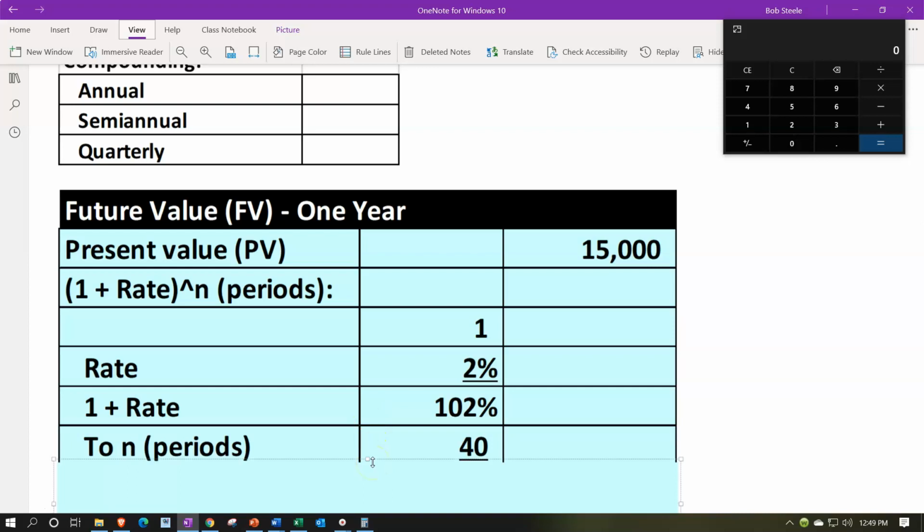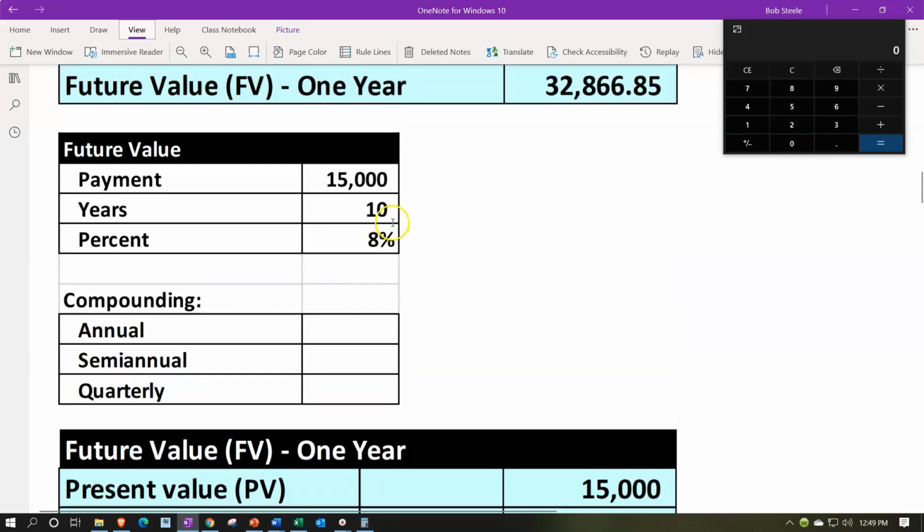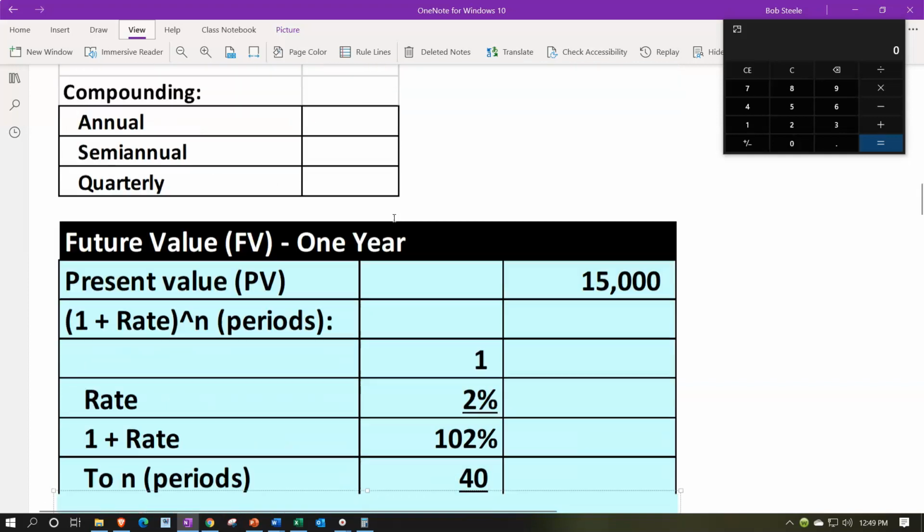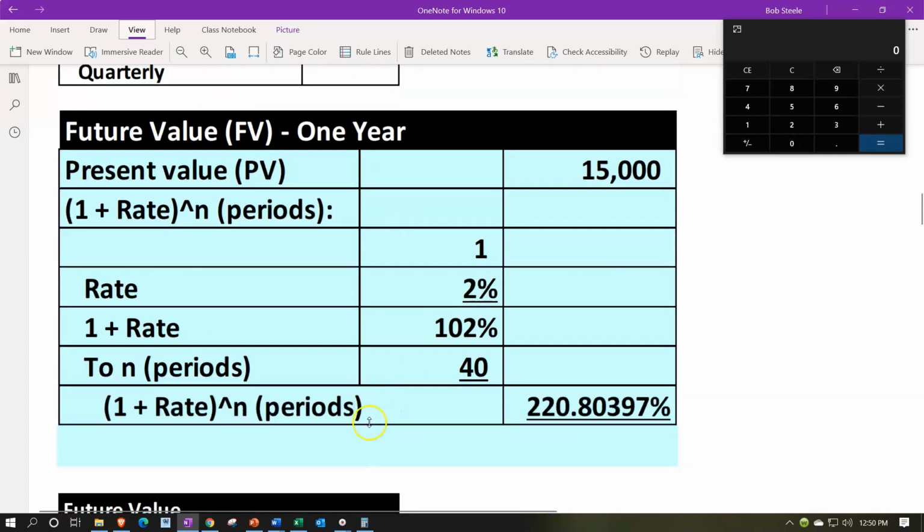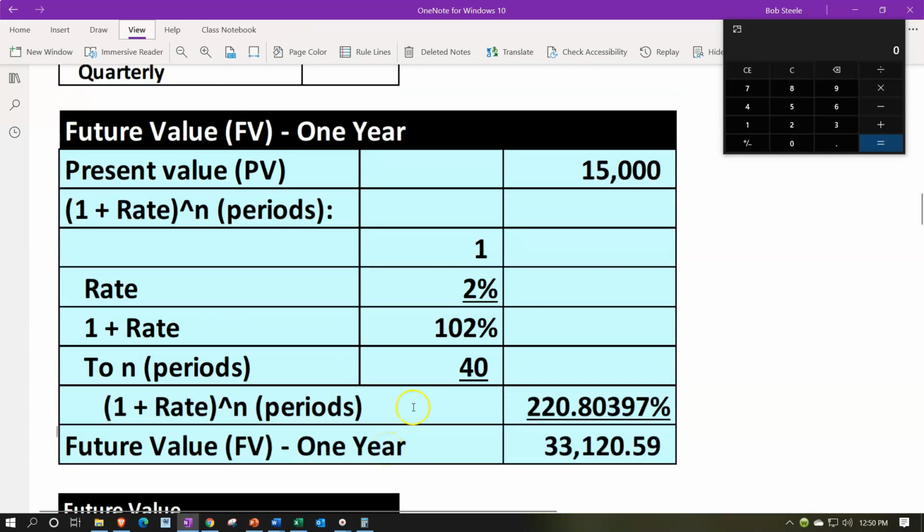Then we need the number of periods. If they give us the periods in years, 10 years, and we need to compound quarterly, then we need to break that out into the quarterly components, that being our period basis being the quarters. So we'd take the 10 times 4, and that would give us the 40. And then we do our same calculation down below, the 15, and that times that gives us the 33,120.59.